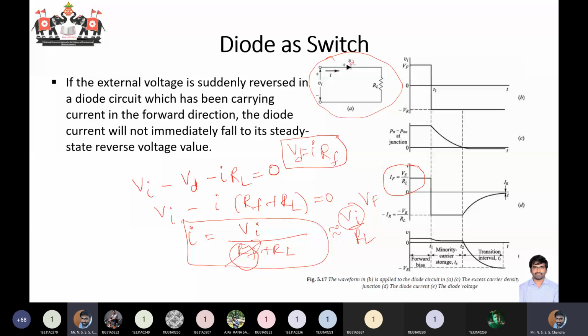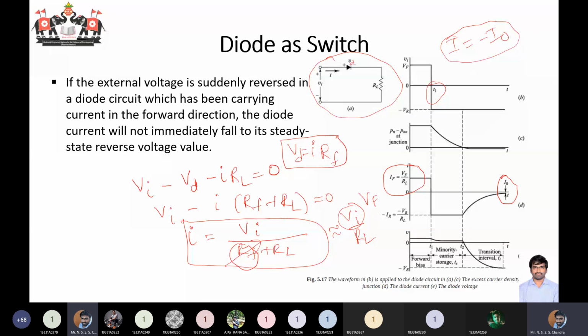At time t1, we are suddenly reversing the supply voltage, from plus Vf to minus Vr. And you know that in reverse bias condition, the current through the diode is the reverse saturation current, so I is equal to minus I naught, right? So if you suddenly reverse the supply voltage, you should expect that the current through the diode should also change from Vf by RL to minus I naught. This minus I naught is shown here in diagram D.